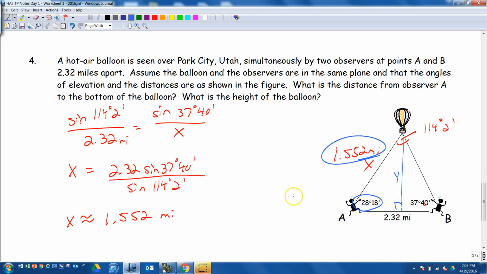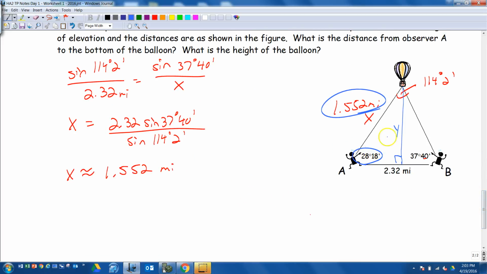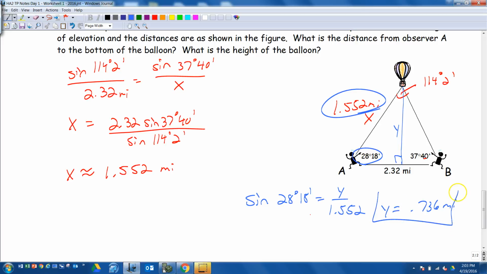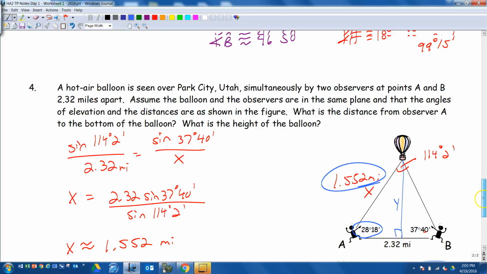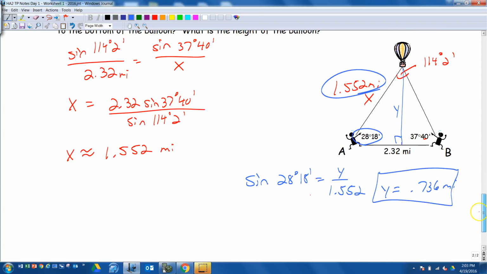So since we have a right triangle, we can use SOHCAHTOA and say that this is sine, because it's opposite, of this angle is equal to y over 1.552. So we get y is equal to 0.736 miles. So that's the height of the balloon right now, when you multiply by 1.552. So that's just using some of your laws of sines and cosines.